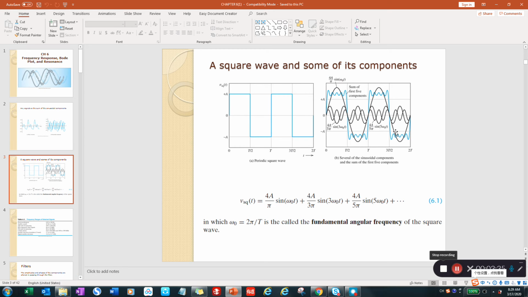If we look at this graph, you can see the fundamental frequency, which is the sin omega t, is this bigger signal, which has the least frequency. And the other two are the 4a divided by 3 pi sin 3 omega t, and the 4a divided by 5 pi sin 5 omega 0 t. So this is the second sinusoidal component, which has the amplitude 4a divided by 3 pi, and the frequency is 3 omega t.